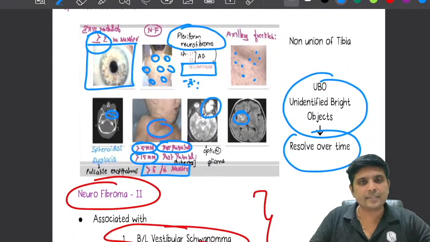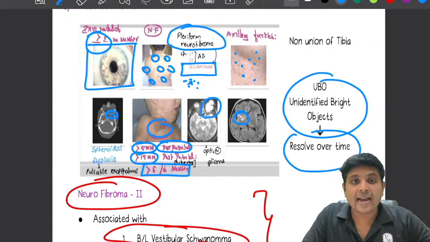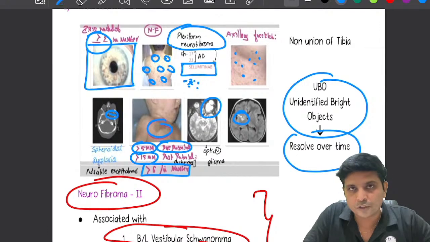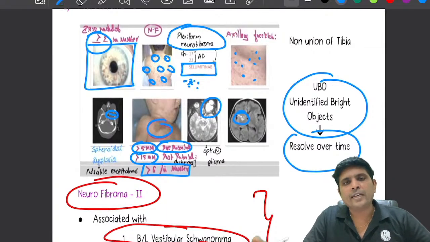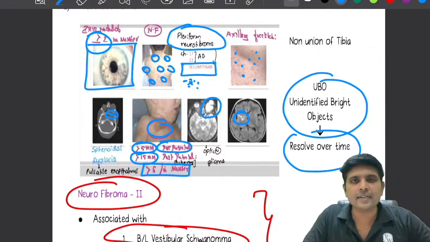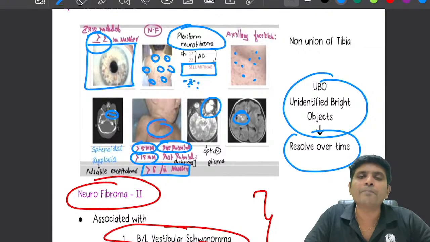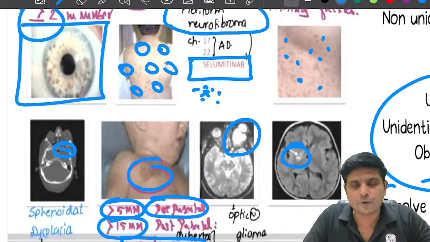So what are all the points we have discussed right now? Lisch nodules, neurofibroma, plexiform neurofibroma, café-au-lait spots, axillary freckles, sphenoid dysplasia, non-union of tibia, otherwise known as pseudoarthrosis. Café-au-lait spots: more than 6 in number, more than 5 mm in diameter in prepubertal, and more than 15 mm in diameter postpubertal. A child with neurofibroma is prone to optic nerve glioma. And finally, when you see white hyperintense signals in the brain on the MRI of a patient with neurofibroma, it is usually unidentified bright objects, which don't carry any significance. And remember, selumetinib is the drug used to reduce the size of plexiform neurofibroma.